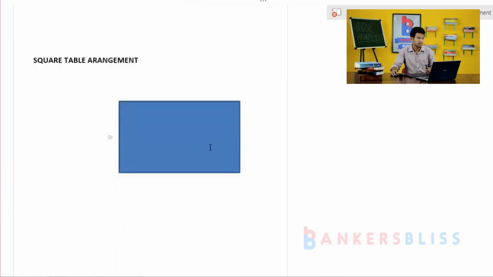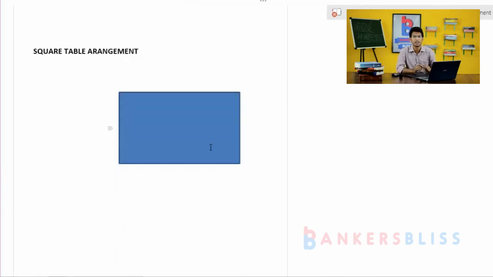Next, move on to the third one, square table arrangement. Most probably in PO level or RRB level examinations, square table arrangement is common. Then what do you mean by square table arrangement? You must focus here. Eight members are seated at a square table. This side is considered a corner side, and this one is the middle of the side.